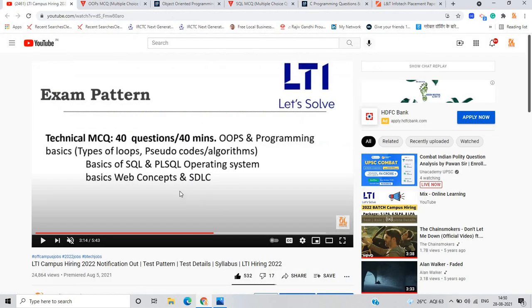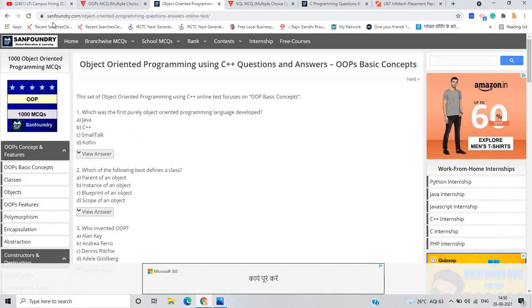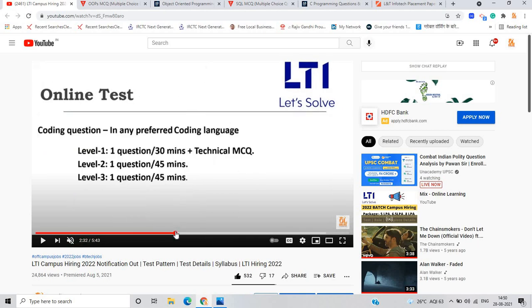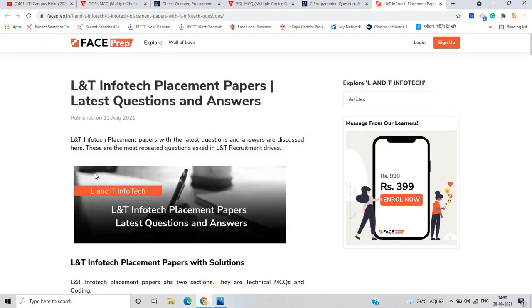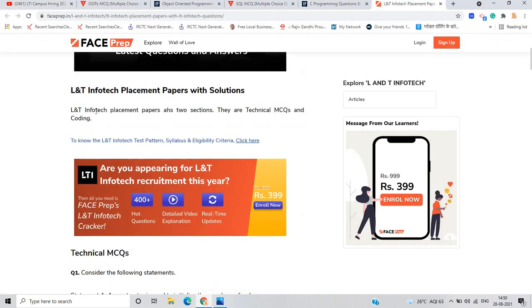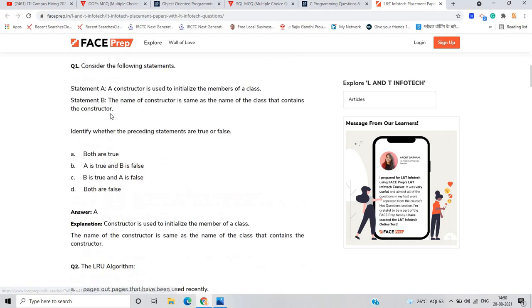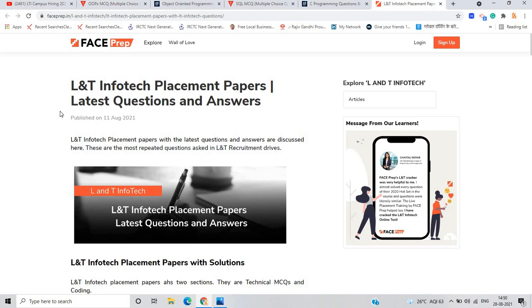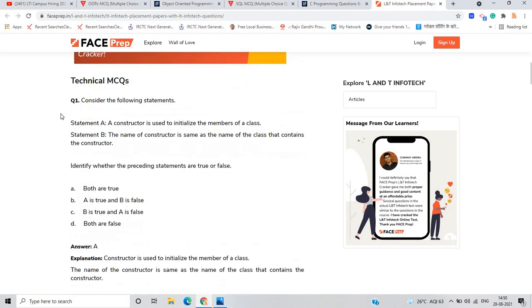So this is just related to technical MCQ, because in technical MCQ, object oriented programming, basics of SQL, PL/SQL, and operating system related questions are asked. You can check all these websites and practice many MCQs. Another test is the coding question in any preferred language. On the FACE Prep website, as you can see, this is the L&T Infotech placement paper with solutions. You can prefer that because these are the latest questions and answers from the previous year's placement paper.